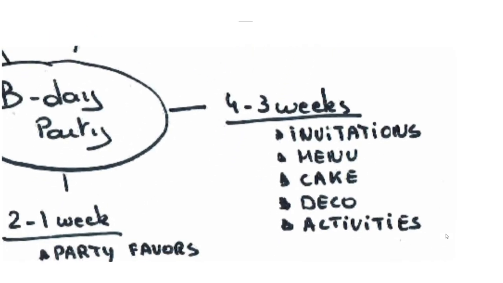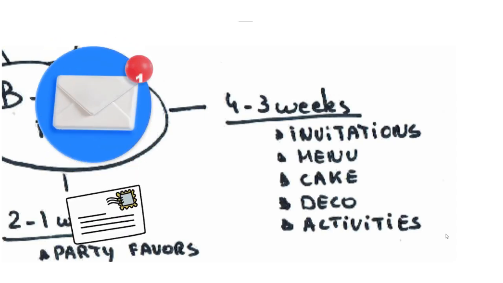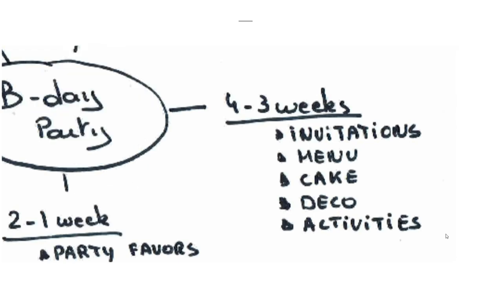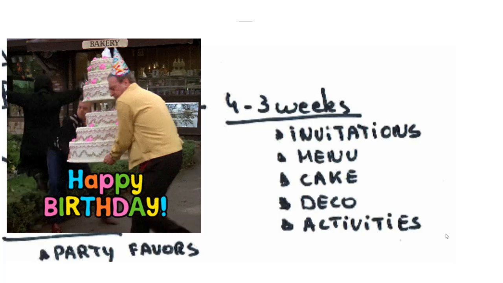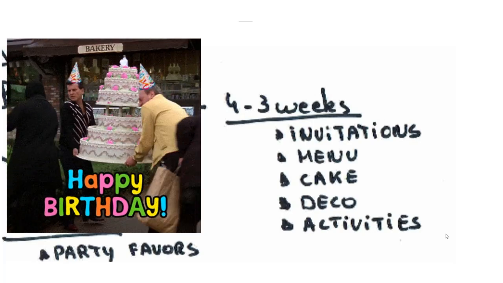4 to 3 weeks before the party. With the basics in place, it's time to start bringing your party to life. Send out invitations, plan the menu, and organize activities to make your vision tangible. This is when your team starts to shine, from the cake design to all the decorations.